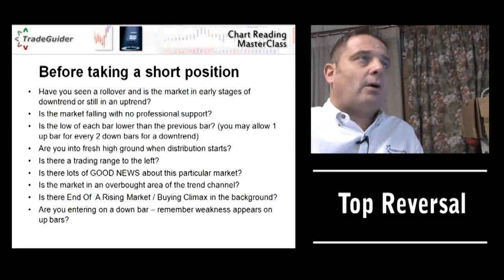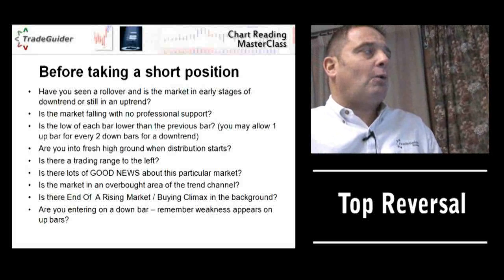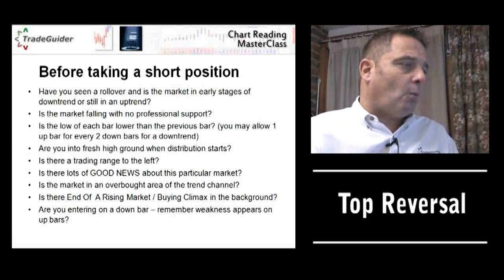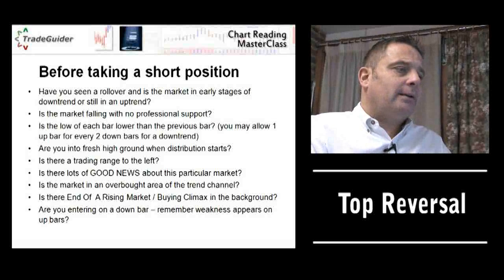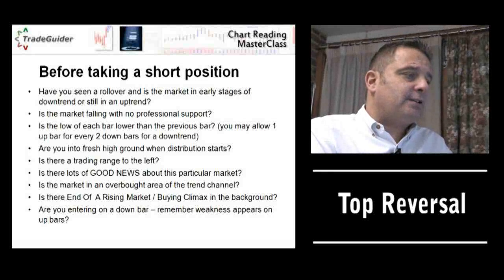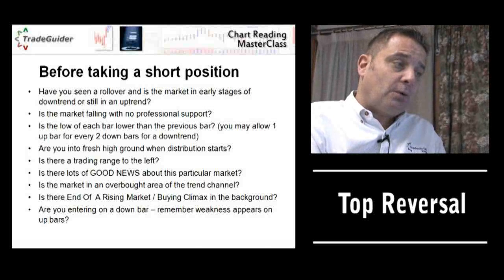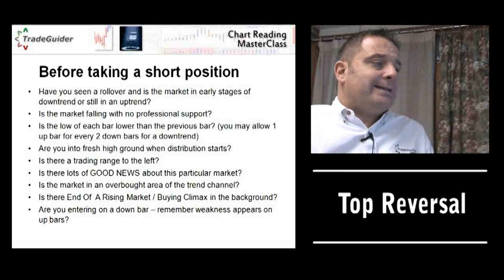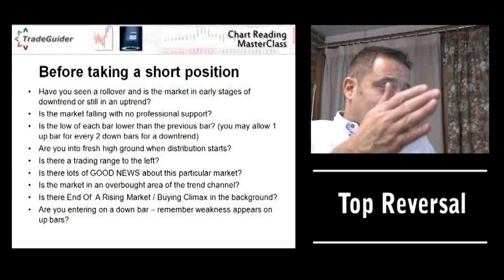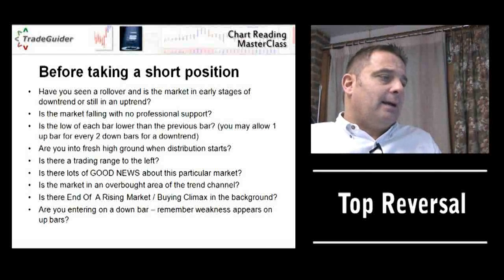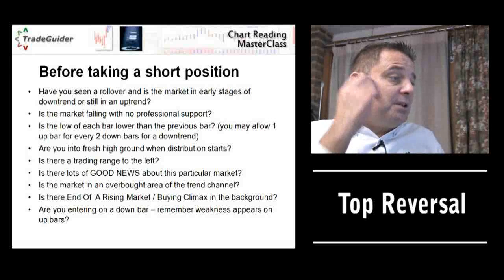Okay, now let's summarise shorting the market. The things you need to know now and ingrain in your brains to say, right, what do I need to look for? Have you seen a rollover? And is the market in the early stages of a downtrend, or is it still in an uptrend? Ask yourself that question. You don't want to short in an uptrend. Is the market falling with no professional support? So it just keeps coming down on high volume and closing on the low. Is the low of each bar lower than the previous bar?